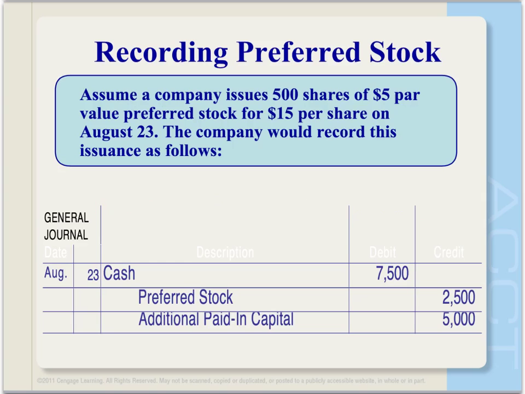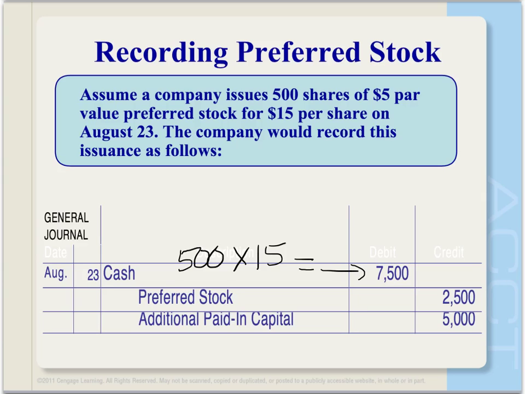Here you can see recording preferred stock. We're assuming a company issues 500 shares of $5 par value preferred stock, but we charged $15 per share. The company will record the issuance as follows. So cash would be $7,500, which is the 500 times 15 equals the $7,500.